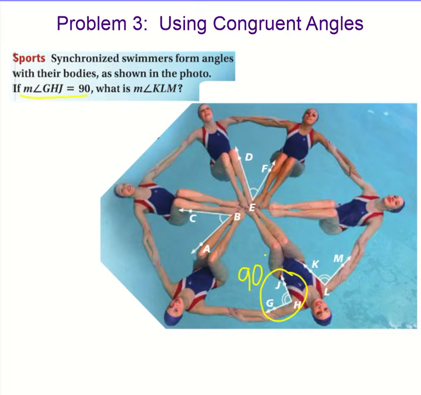So if this is 90 degrees, how much is the angle KLM? That's our angle right here. Well, if you notice, GHJ has these two arcs in there. KLM also has two arcs, which means that they are congruent. So angle KLM would also be 90 degrees.